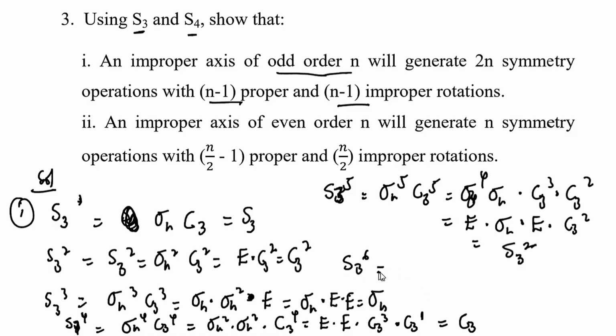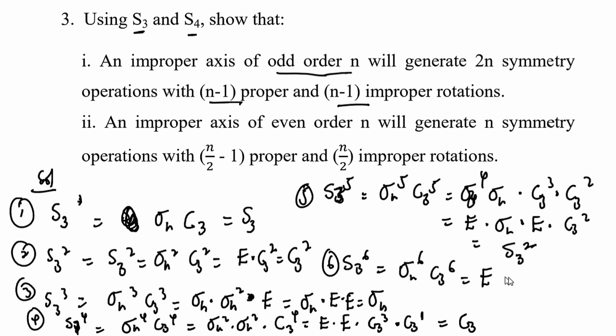So the next one is going to be S3^6, and that is going to give us, so let's number 2, 3, 4, we have 5, and this is number 6, right? So this is going to give us sigma_h^6 and C3^6. Since this is even, it will give identity, and this will give C3^3, and then C3^3. So this will give identity, identity, identity, and that's basically identity. So we cannot stop since we've reached the identity.